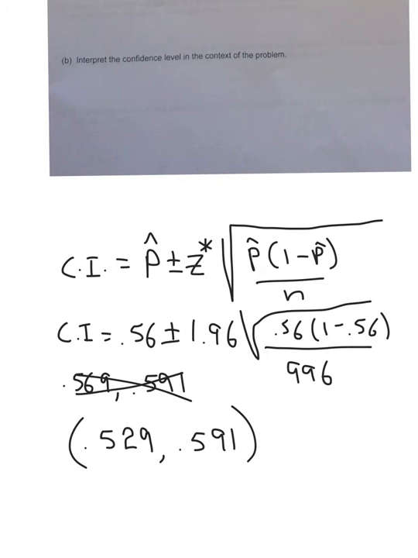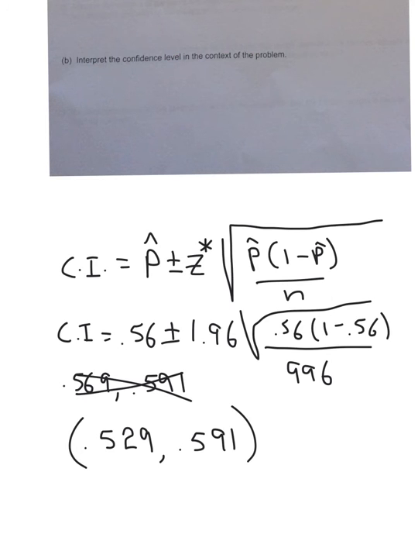Okay, so here is the interval, somewhere between these two numbers. So what are we saying? We are 95% confident that the true proportion of people that support this grassroots movement is somewhere between these two numbers. And the next part is interpret the confidence level.